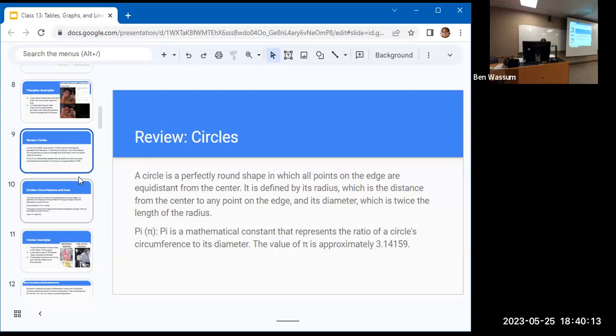And then we have the mathematical constant pi. That represents the ratio of a circle's circumference to its diameter. So any circle on the planet, if you divide its circumference by its diameter, you will always get pi.